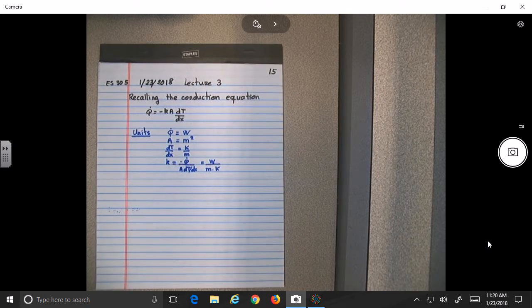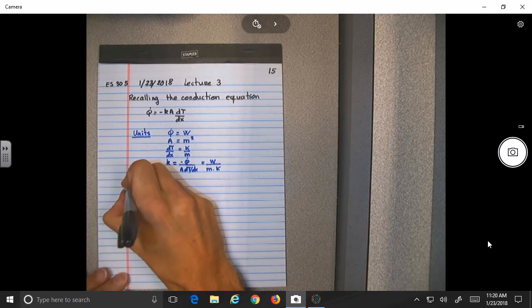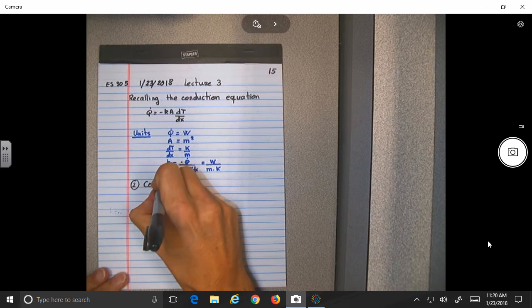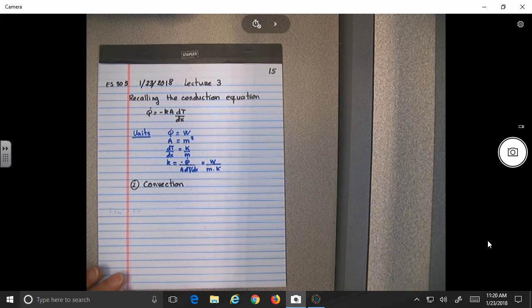All right, let us go to the next heat transfer mode. So we use for this one other notes. Okay, so this is 1, 2. Would be convection.